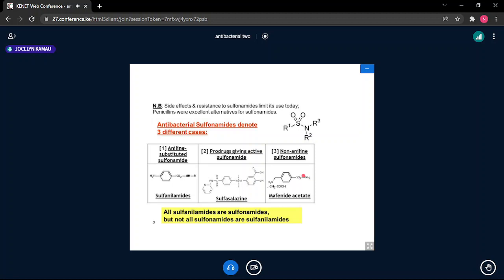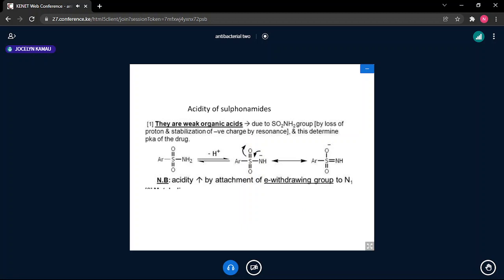This has a sulfamyl group there, does not have an amino group there, and therefore we cannot call it a sulfonylamide, but it is considered to be a non-aniline sulfonamide. I hope that is clear. So those are the three categories of the sulfonamides, which we have also discussed when we were looking at the activity. I've mentioned that the sulfonamides are weak acids.